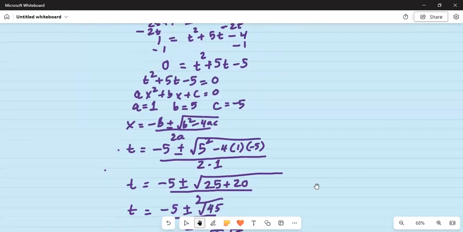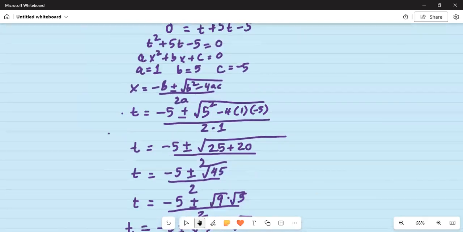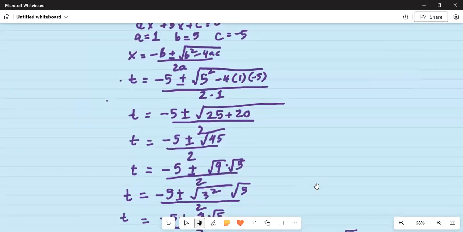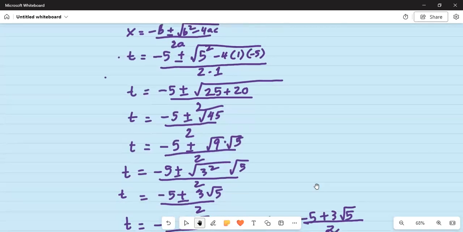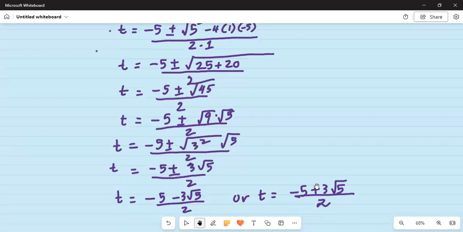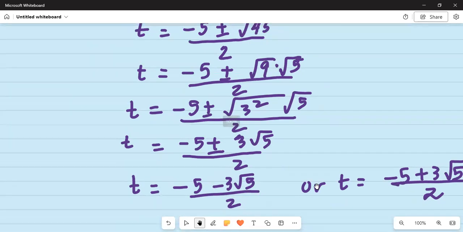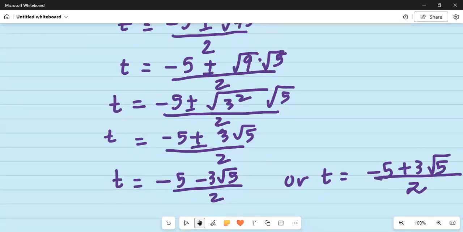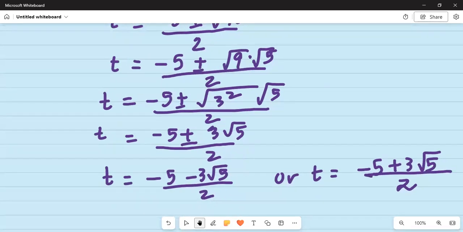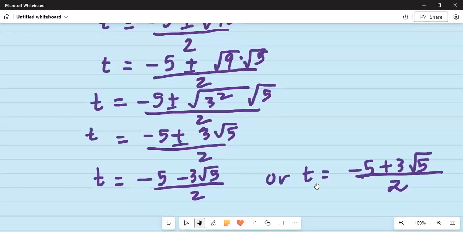In this case, we get minus 5 plus minus square root of 45. Now, square root of 45 can be written as square root of 9 times square root of 5. And 9 by itself is 3 square. So finally, the two answers are minus 5 minus 3 times square root of 5 divided by 2, or minus 5 plus 3 square root of 5 divided by 2.